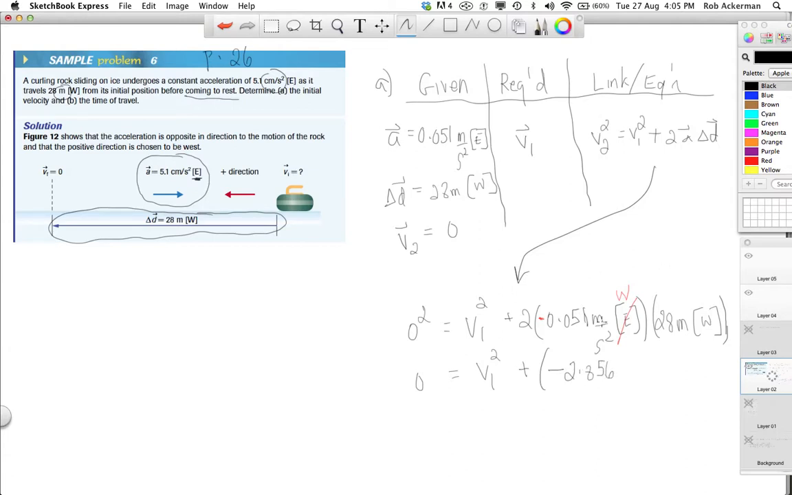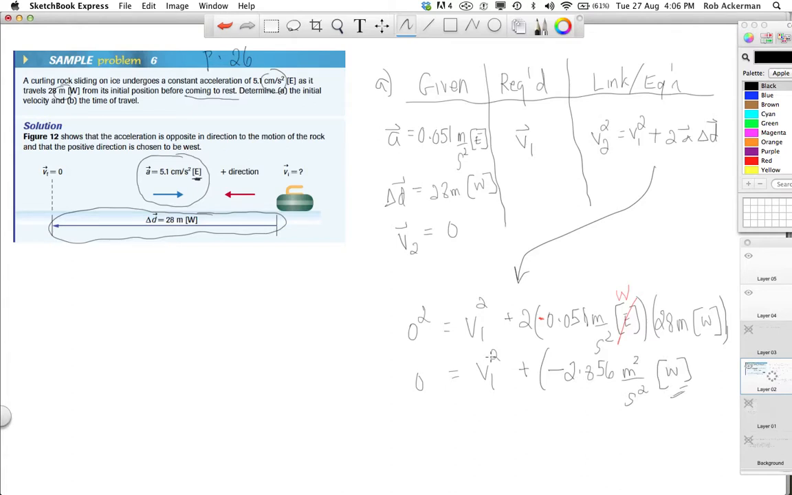2.856 what? Meters per second squared times meters. That gets you a couple of meters. So meters squared per second squared, if you're really paying attention here. Okay? And keep in mind the direction is west. However, is it west squared?